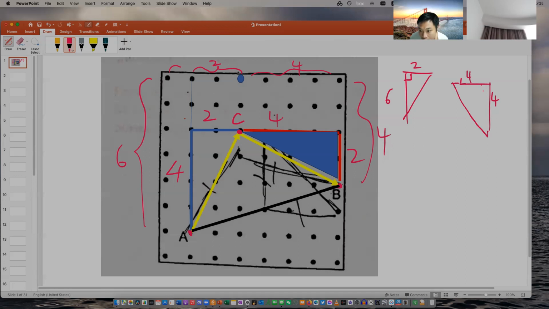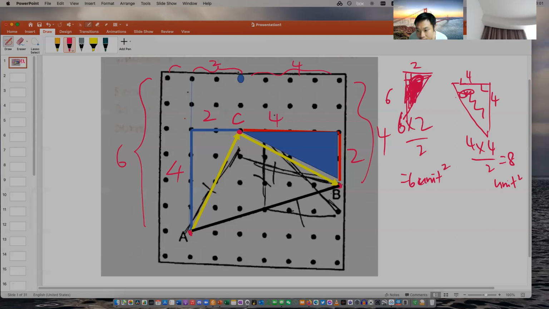triangles. These two right angle triangles are of different shapes. Over here is 6 by 2, 6 by 2. Over here is 4 by 4. And I think you can see the area of this triangle is actually what? 6 unit square. For this, it is 8 unit square. So what it tells is this area is different from this area.